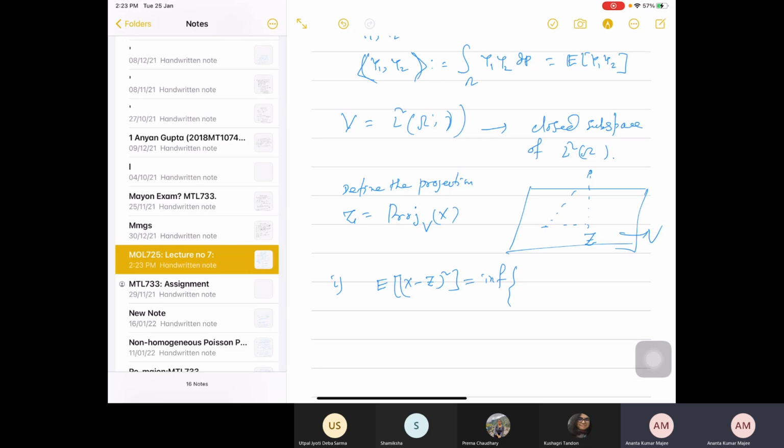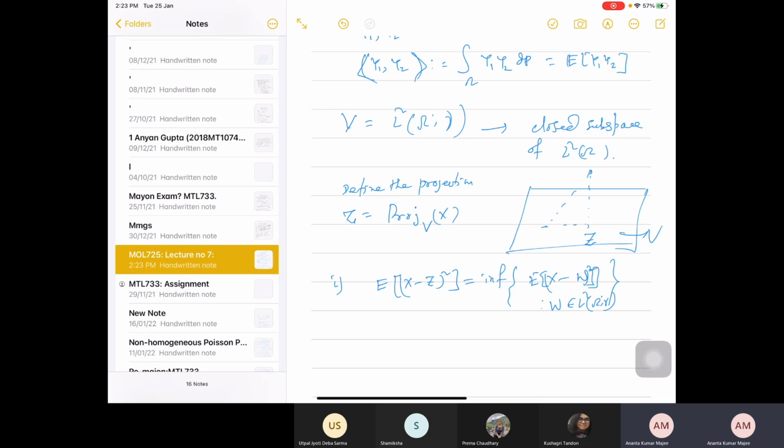So that means I can take any w from my space V, and then consider the expectation of that square. That will be the minimum for all w in my L2 of omega, F, nu. That is why it's the projection, which gives the shortest distance.